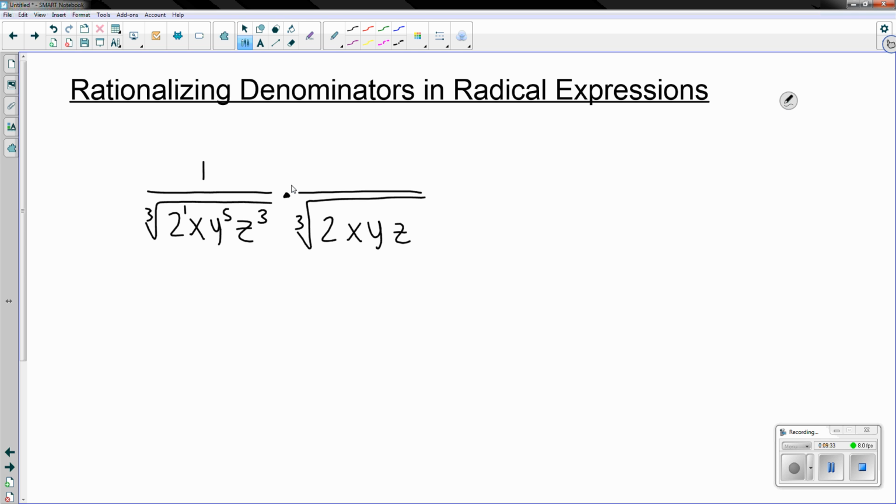So I wouldn't want to leave the exponent of 1 on the 2 to the right, but rather I want to put a 2, because 1 plus 2 is 3. I want to do the same thing with the x. With the y, I want to change that to a 1, so that I get 5 plus 1 is 6.